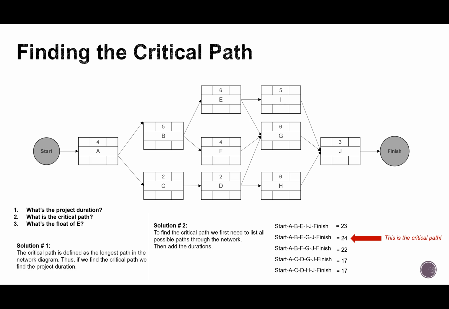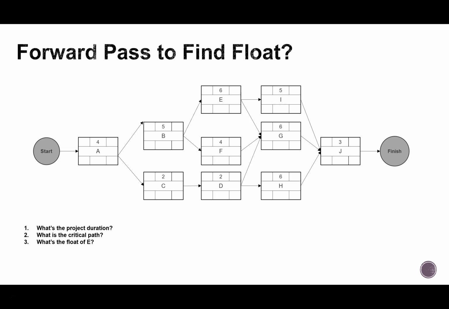Now let's look at question number 3. When I get a question related to float, I tend to think I'm going to have to do the forward and backward pass. And that is actually a valid answer. But do I really need to do that? Because that takes time. It's a lengthy process. And I can miss something and have to check my numbers. So do I really want to go that route?